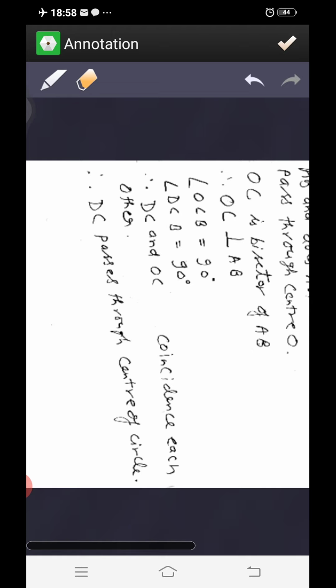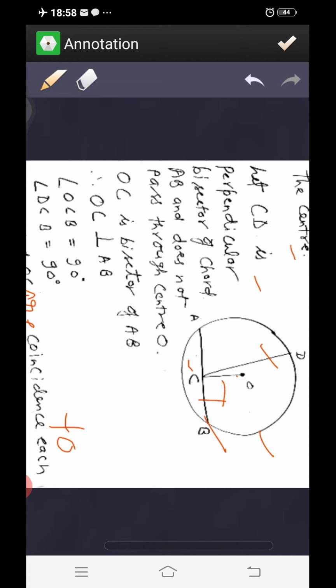Therefore DC and OC coincide with each other. Therefore DC passes through the center of the circle. We can see here these are coincident. Coincidence means they are overlapping. So CD will also pass through O.